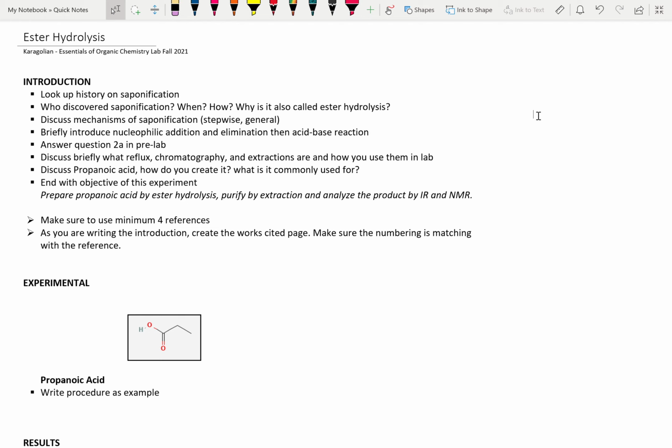What I didn't mention here is when you briefly discuss reflux and chromatography, in chromatography that's where you're going to also include your IR and NMR stuff. So make sure you use at least 4 references. A lot of times students use maybe 7, 8. But 4 is the minimum I ask for.